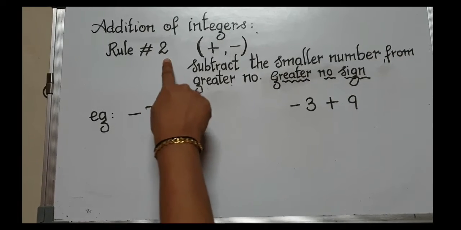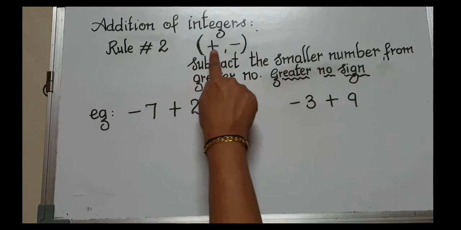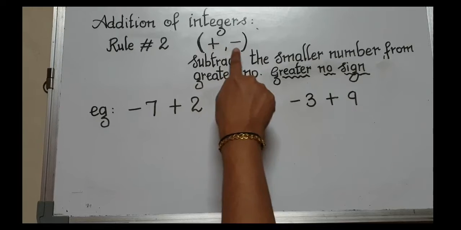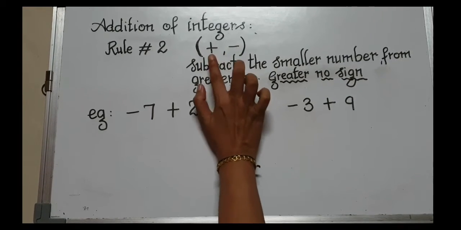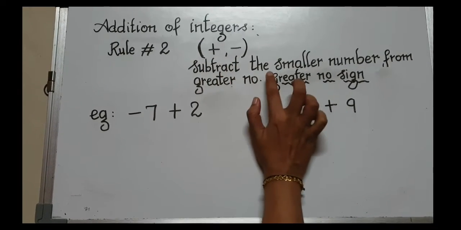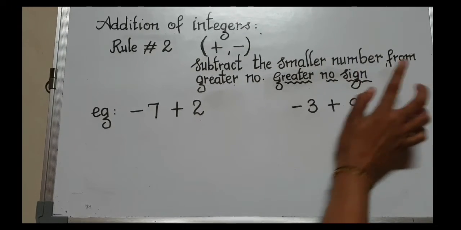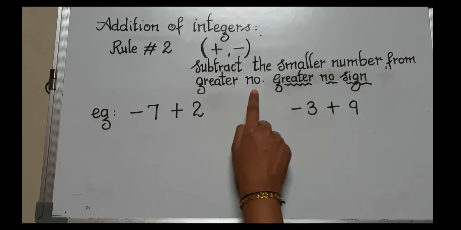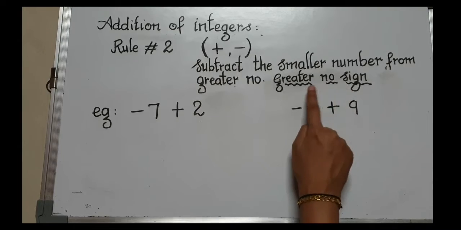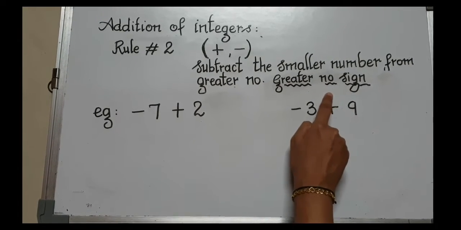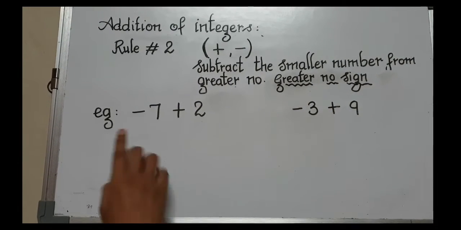Rule number 2, opposite signs. Here you have plus and minus. It can be anywhere. Okay. So what you will be doing? Subtract the smaller number from greater number. And which sign? Greater number sign you will be putting for the answer. This is very important. Greater number sign.